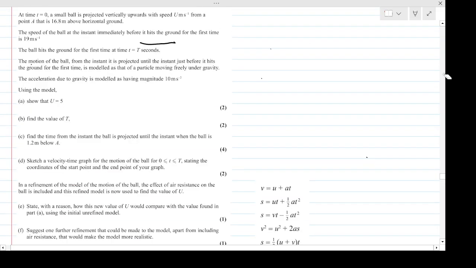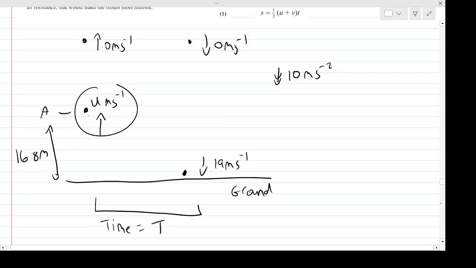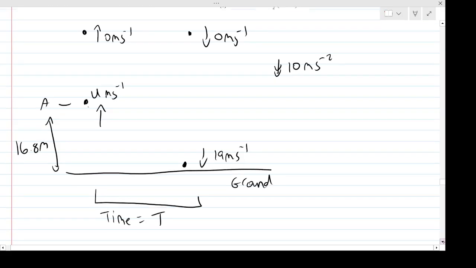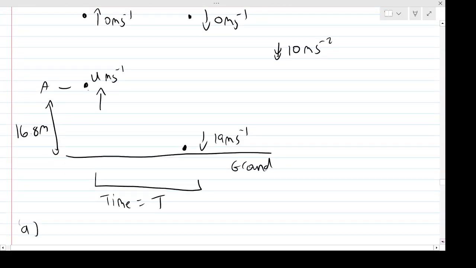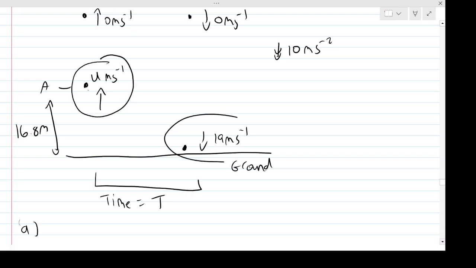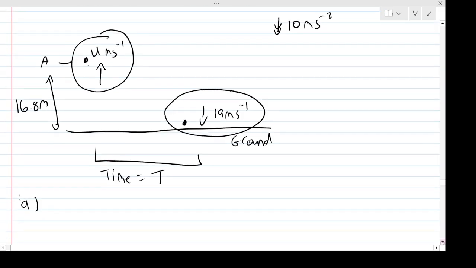The motion of the ball from the instant it's projected until the instant due to gravity, blah blah blah. Okay, we need to use the model to show that u firstly is 5. So this u here, the initial speed. Well, if we look at our information, we start with speed u. We also know the end speed all the way down here, right? So what we can do, well, simply the displacement.